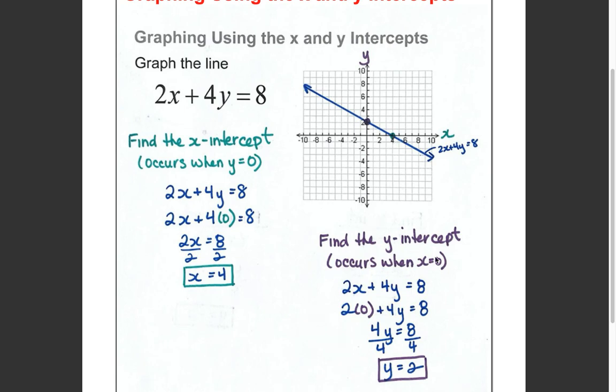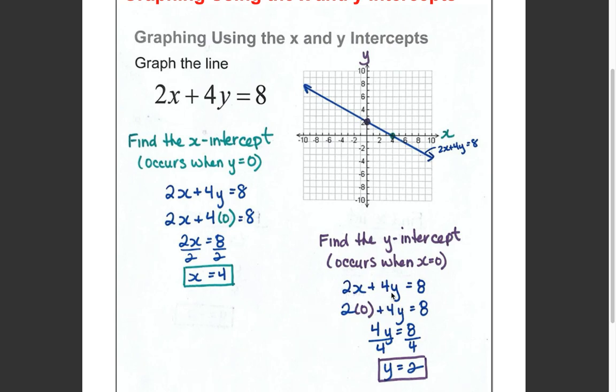I can do the exact same thing. This time I'm going to find the y-intercept. So I know that the y-intercept occurs when x equals 0. So if I take my equation and I sub in x equals 0, then I can figure out what the y value is that goes with it.